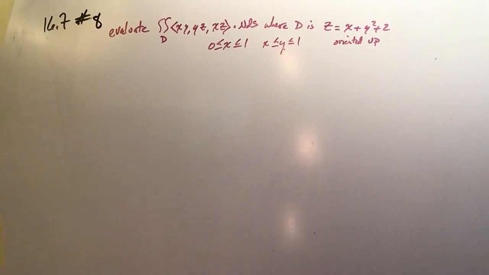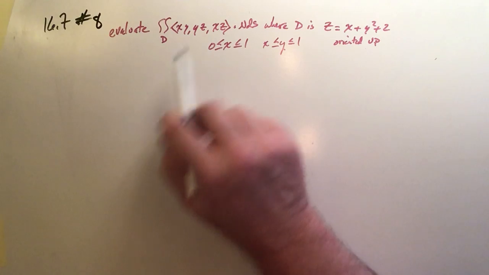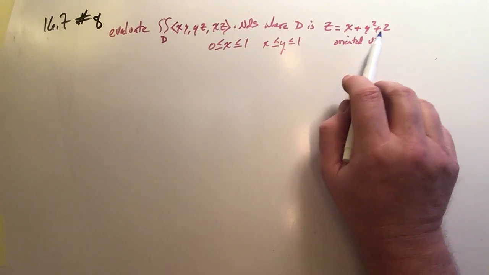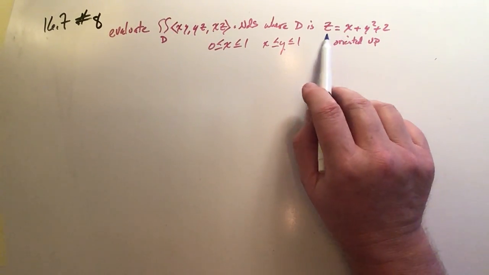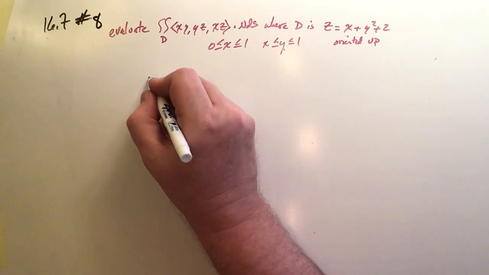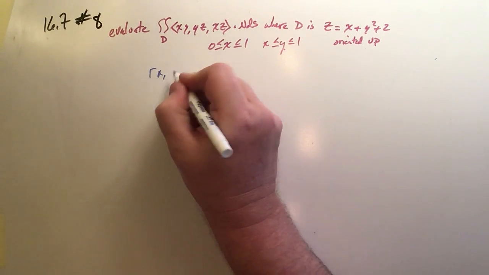This is 16.7. Again, we're doing another one of these flux questions. This one's number 8, and it's very similar to the previous problem. Okay, we've got our vector field. We've got our surface that we want to evaluate through. So what I want to do is parameterize that. So we're going to use the easy one.